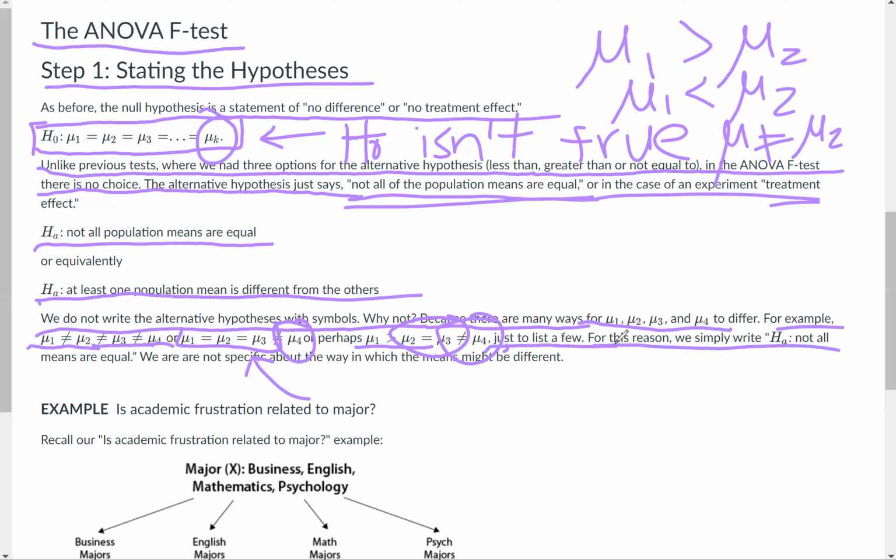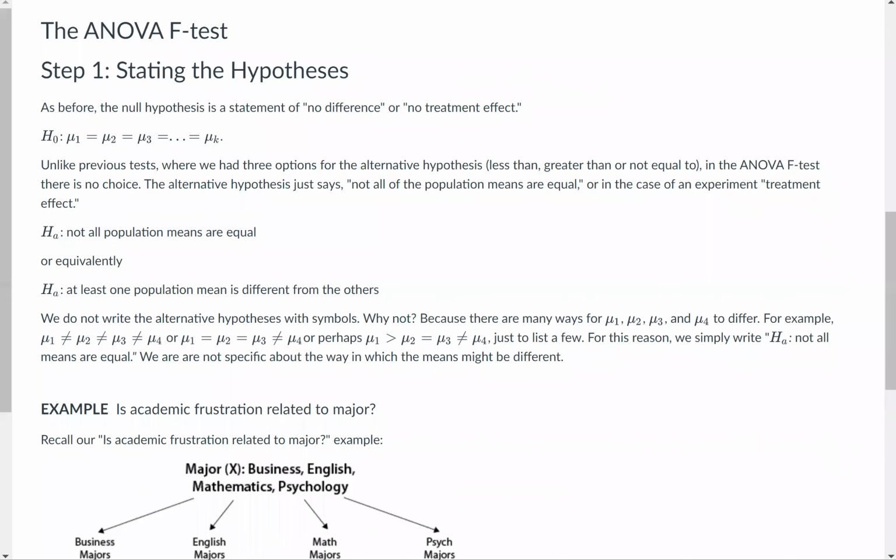So for this reason, we simply write that the alternative hypothesis is that not all means are equal. We are not specific about the way in which the means might be different. It depends on the situation, and as we do the data analysis in that specific situation, we'll see more about it. Okay, now let's look at this example.